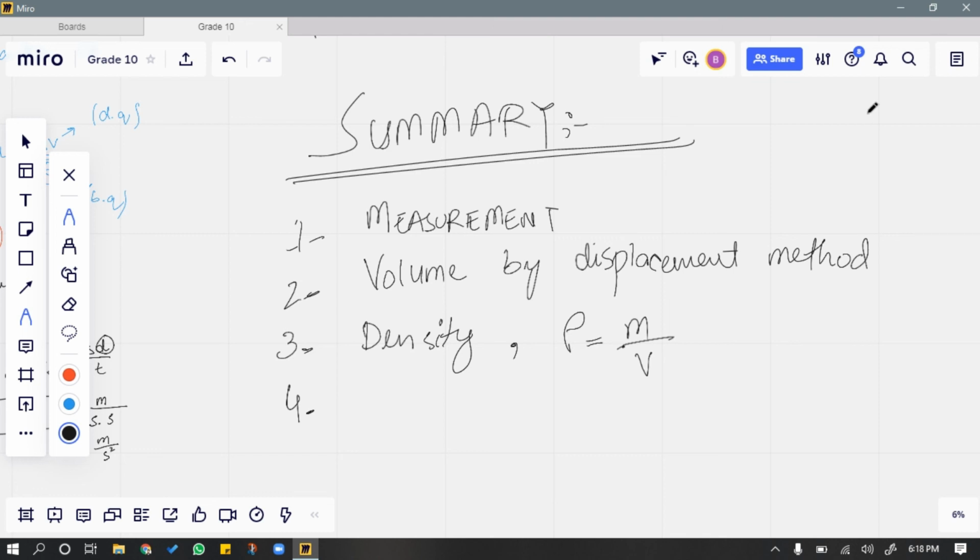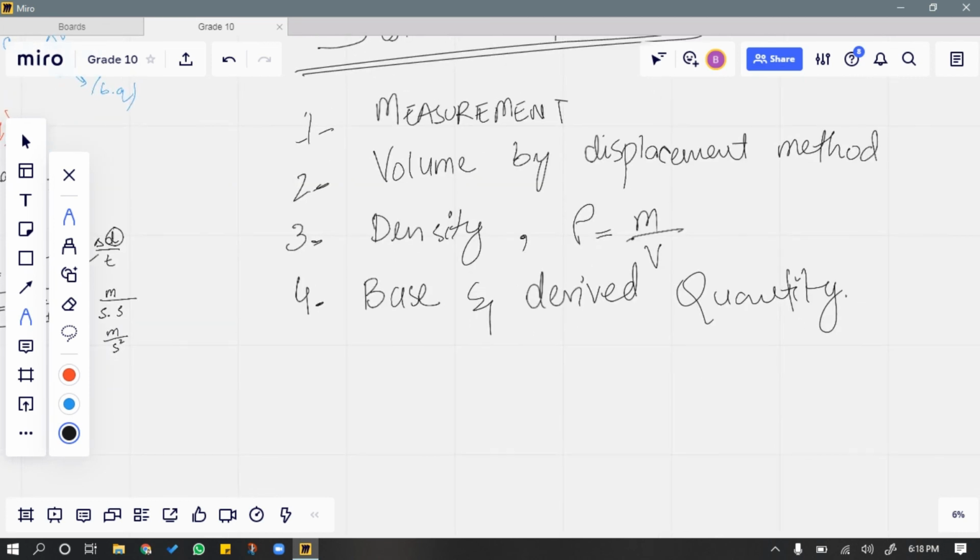Fourthly, we discussed base quantities and derived quantities. That is your today's lecture, which we have discussed so far. What are base and derived quantities, and how many base quantities we have in total? 7 base quantities which we are using in physics, and almost the whole of physics depends upon all those base quantities. And derived quantities are what? They have been made from base quantities by a combination of base quantities, or a combination of a derived and a base quantity.